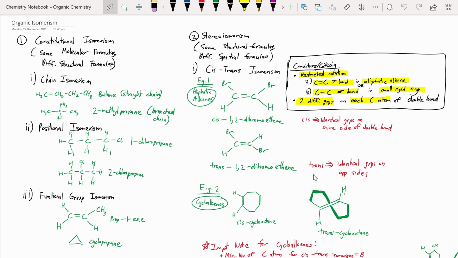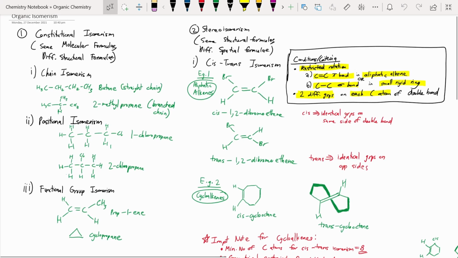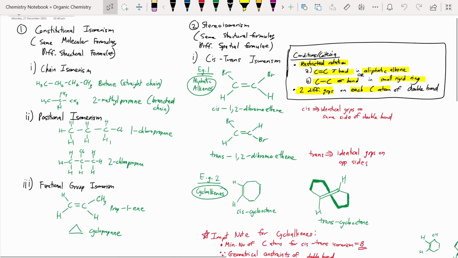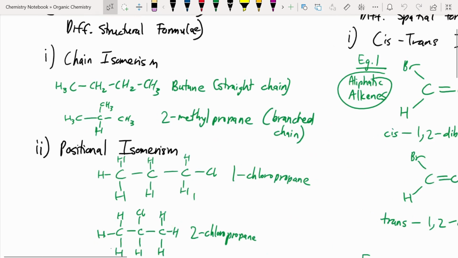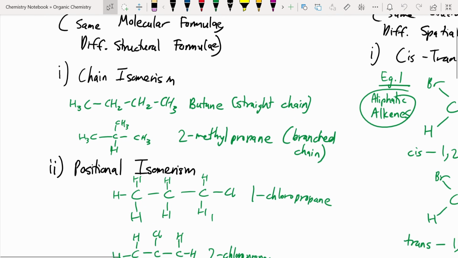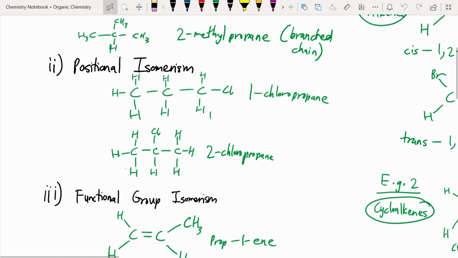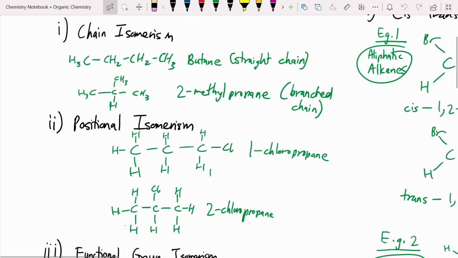To recap on what spatial means, it's basically about the space where the atoms are at. So in a sense, whether it is into the page or out of the page. Let's go for constitutional isomerism first. There are three different types of constitutional isomerism. There's chain, positional, and functional isomerism.